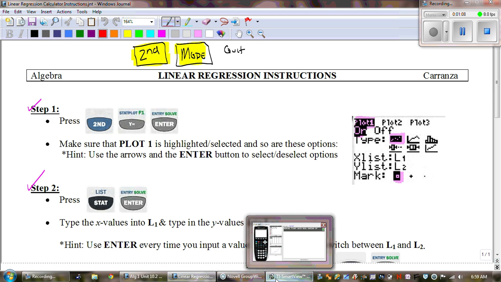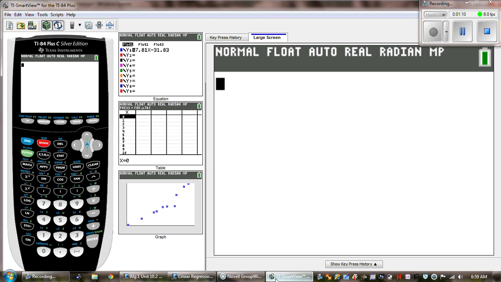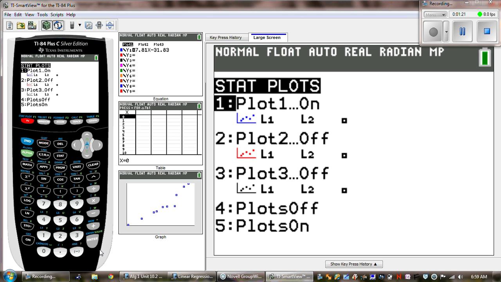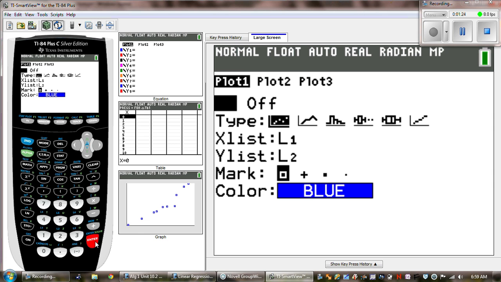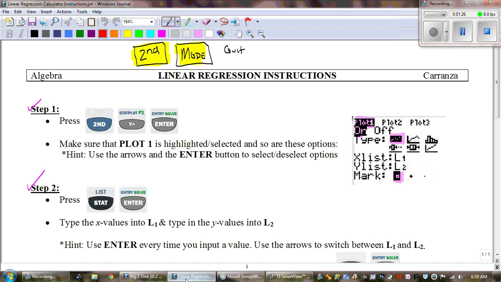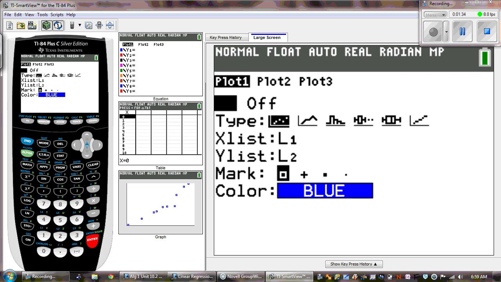The first thing I'm going to do is make sure that my graph, or my tables, are set up right. So I'm going to hit second, Y equals, and then enter. I'm making sure that these same things are highlighted in the pink over here. So I've got Plot 1, it's on, it's on scatter plot, the point's correct, and I'm good to go.